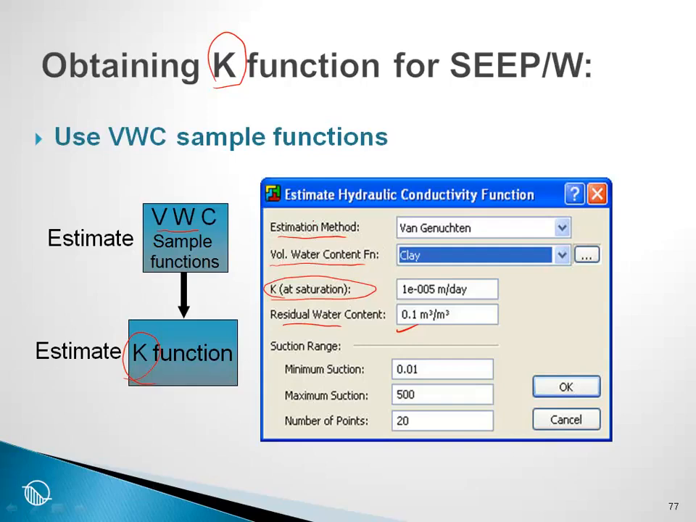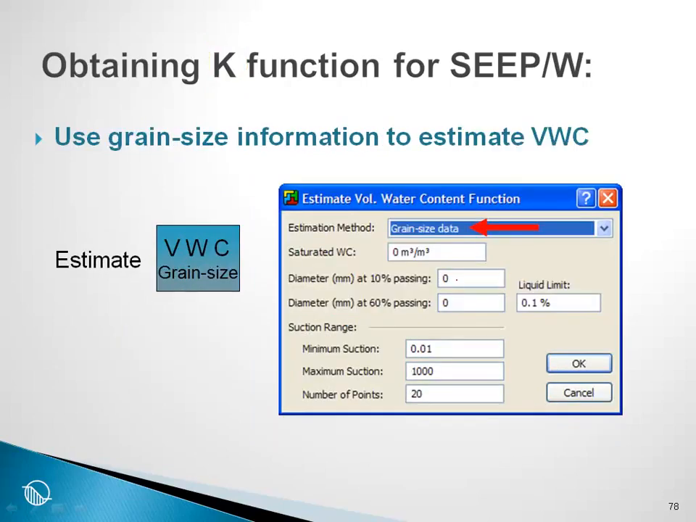So in a steady state analysis, we don't need the volumetric water content function, but we often set one just in order to estimate the required conductivity function. So, starting with a sample function for volumetric water content, and then from the volumetric water content, we estimate the conductivity function where we specify the saturated hydraulic conductivity.